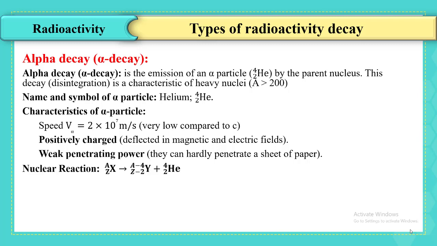The general equation of the nuclear reaction in the case of alpha decay is given here. An atom X decays into atom Y with the emission of a helium atom. An example of alpha decay is shown here. Polonium-210 decays into lead-206 with the emission of helium. We can see that polonium-210 loses 2 protons and 2 neutrons to form a new, more stable nucleus called lead-206 with the emission of helium.